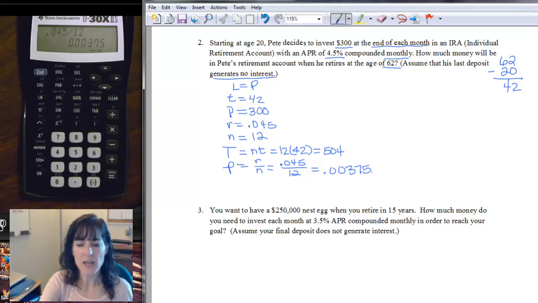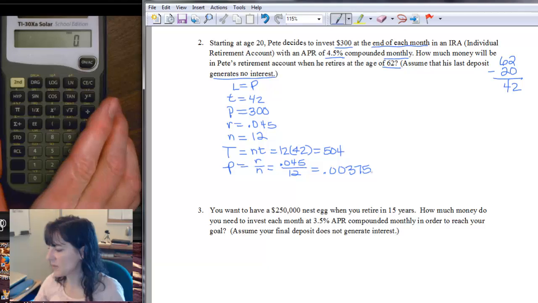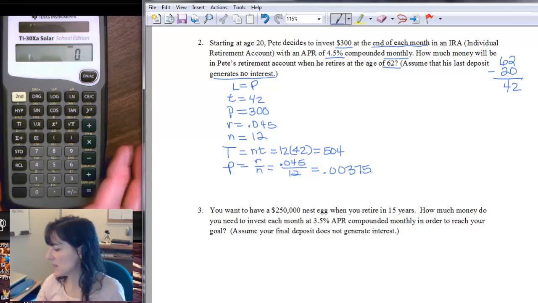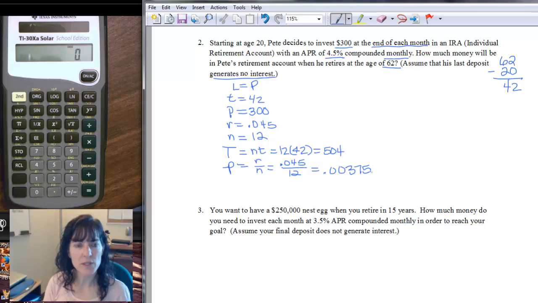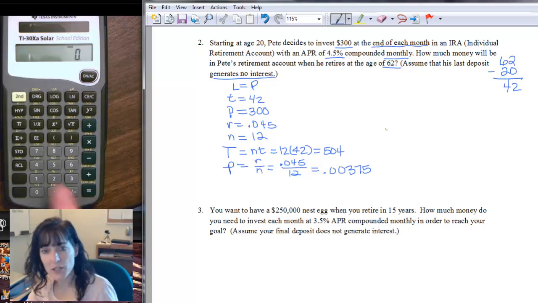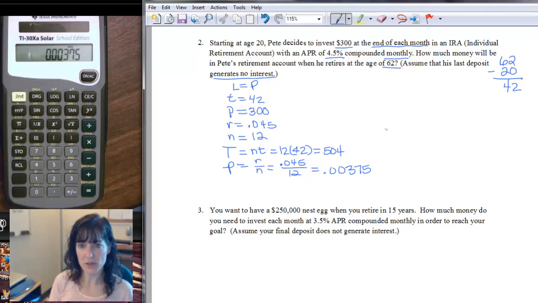0.00375. Now I thought I should switch calculators so you can see it with a different calculator, store and recall. So I'll show you on this calculator next. This one we need to still write in. I should do this 0.045 divided by 12, and I get that 0.00375. So that's my little p, and then now I think I'm ready to write my formula.